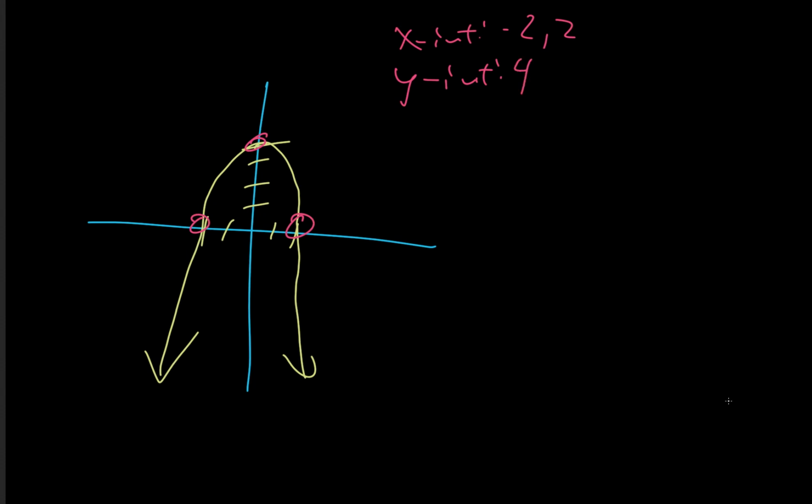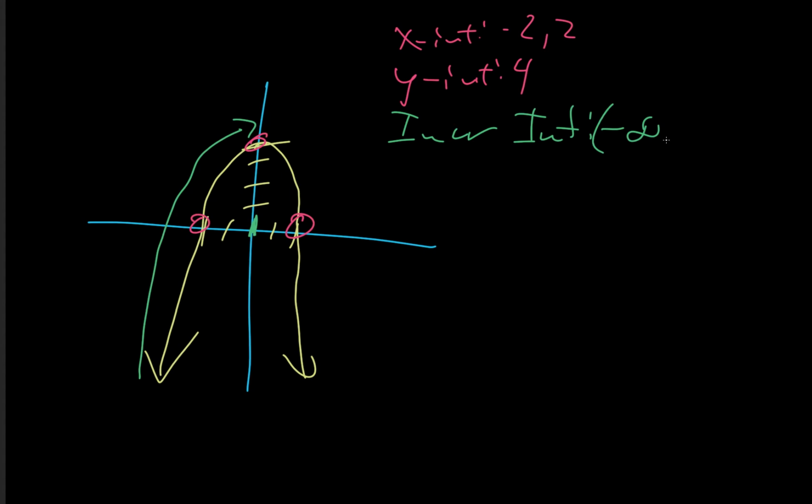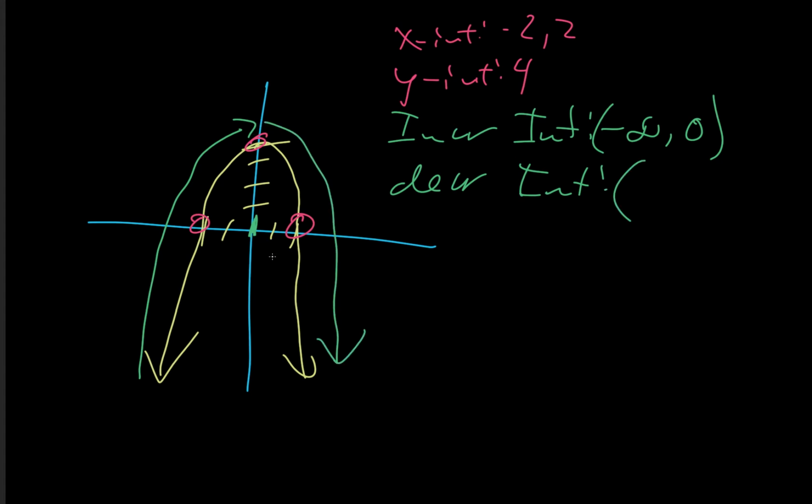Then we have our increasing interval. So this time we're starting by going uphill. And so we start at negative infinity. So we start going uphill, and then we stop at the x value of 0. And then decreasing interval is just going to be from 0 to infinity.